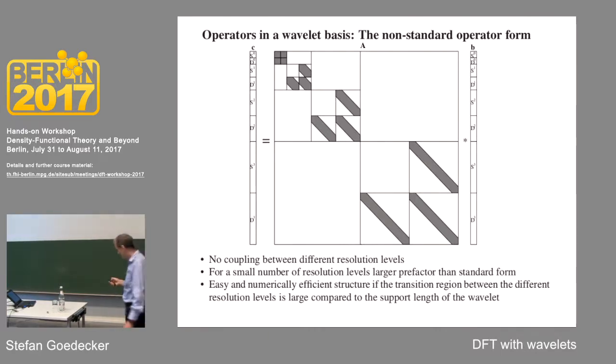All of a sudden, you don't have a coupling between different resolution levels anymore. Well, in order to generate this redundant data set, you have to do some additional work, so the prefactor is higher than for the standard form. Also, what is needed here is that the transition between different resolution levels is slow, that you don't abruptly go, for instance, from the highest resolution level to the lowest. But if those conditions are satisfied, then this non-standard operator form should be used and is the most efficient one.